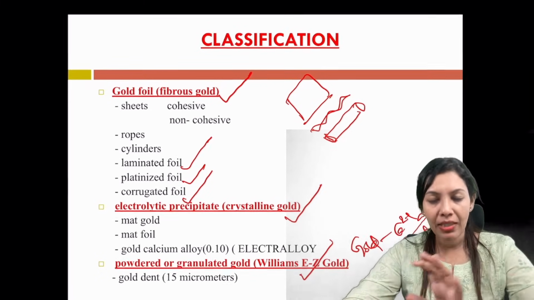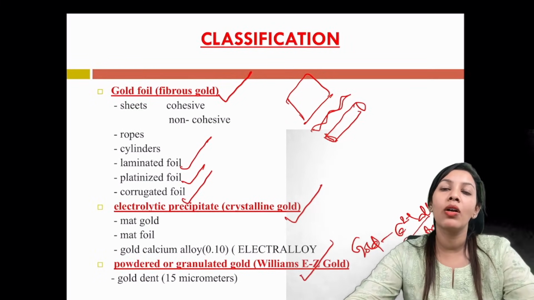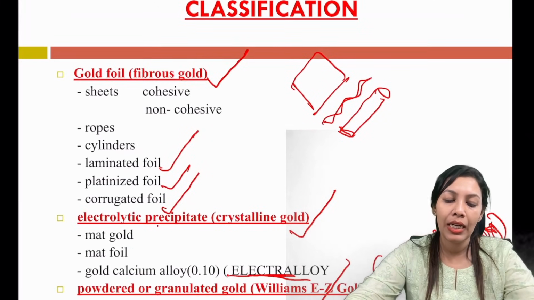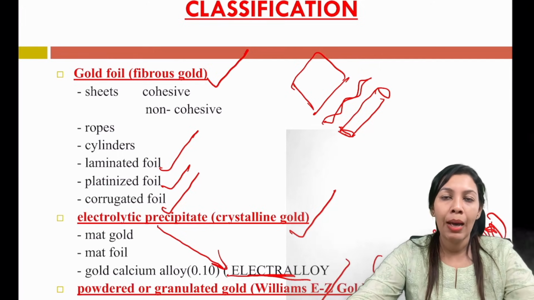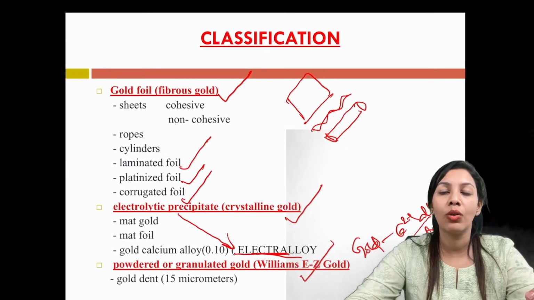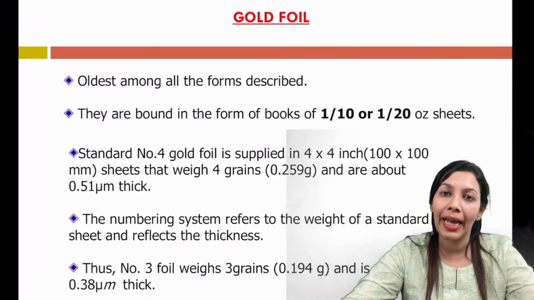These names and this chart are very important. The gold calcium alloy is also called electroalloy, since electrolytic precipitation is done. Powdered gold is EZ gold, also called gold dent.